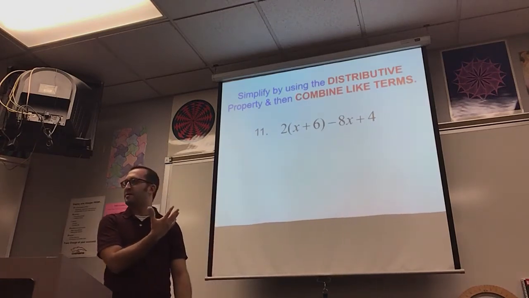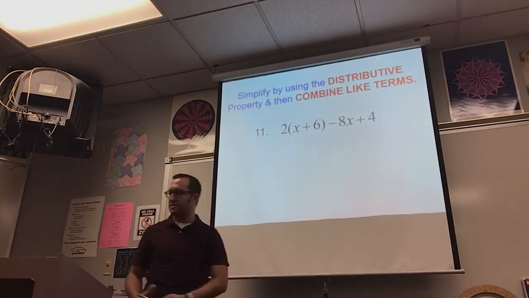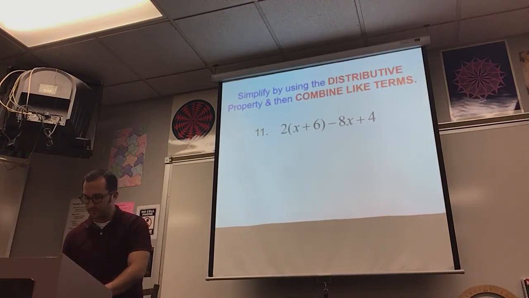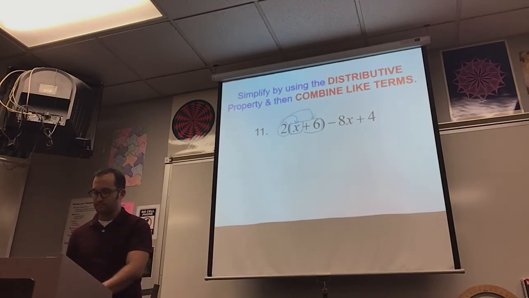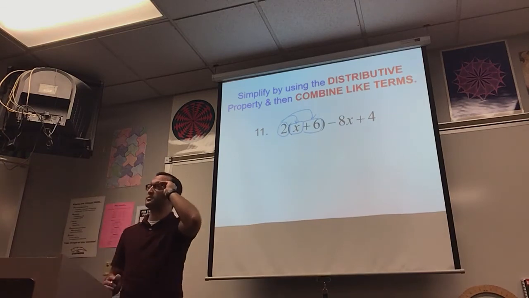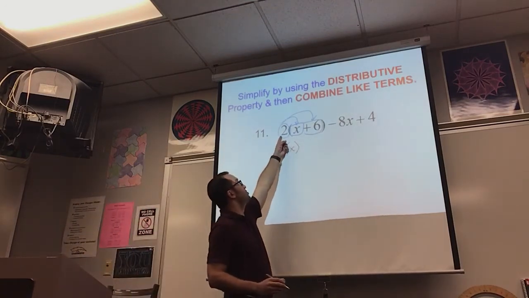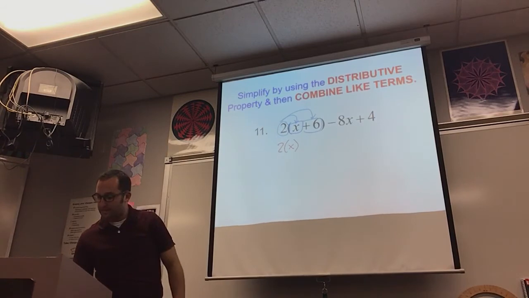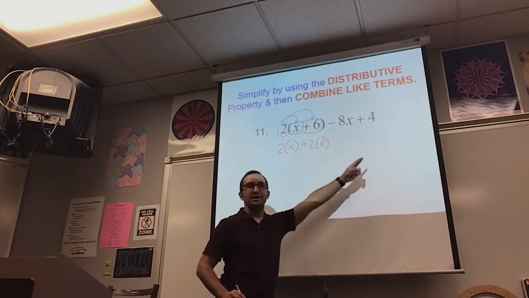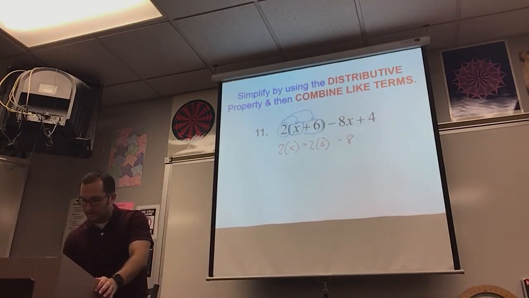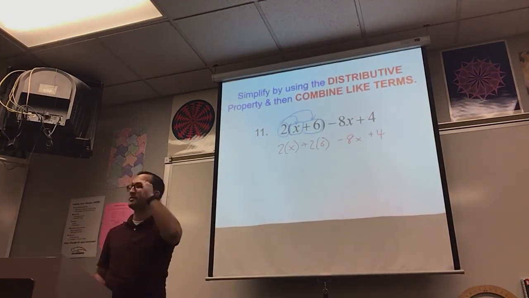What's my only multiplication I have here? 2 times everything that's in there. So I do 2 times x, and 2 times what? Positive 6. Let's be using positives and negatives when we talk about these things. So 2 parentheses x. And then is the 2 positive or is the 2 negative? Positive, so it would be positive 2 times 6. And then we just continue writing out the rest, right? Minus 8x plus 4, because I haven't done anything with that stuff yet.